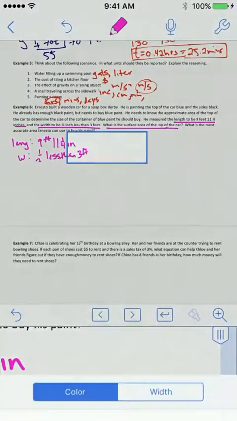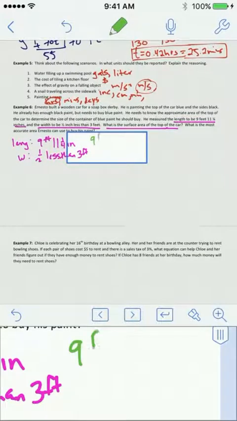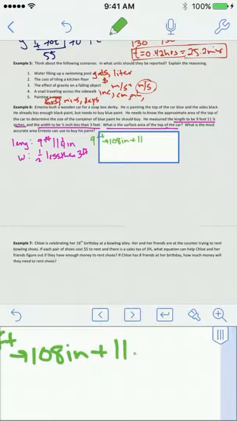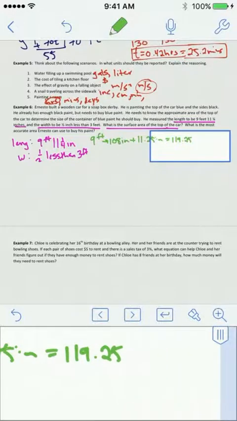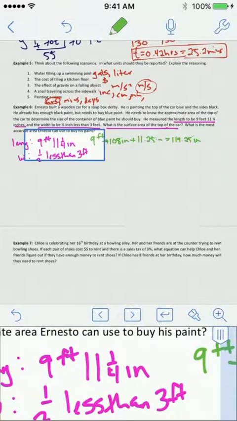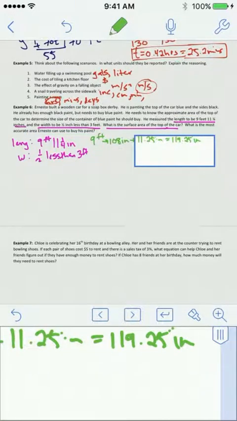So let's start with length. Length says we have 9 feet already, right? And how many inches would that be? That would be 9 times 12 inches, or 108 inches. Then I'm going to add another 11.25 inches, and my length ends up being 119.25 inches. That sounds like a much more workable number, right? Yes, it's bigger, but it's not 9 feet and 11 1/4, right? So that sounds a little easier to work with.